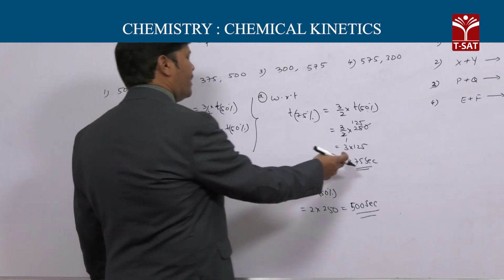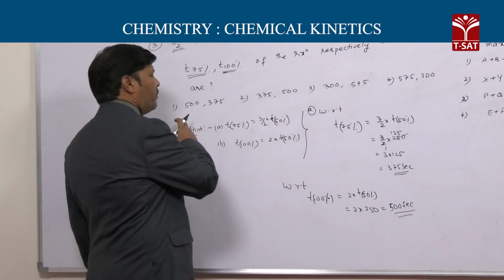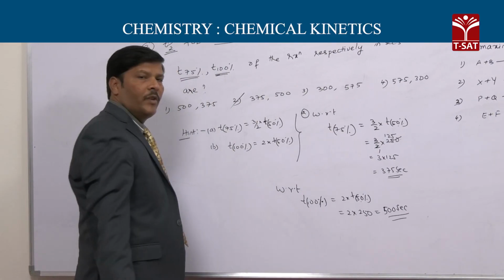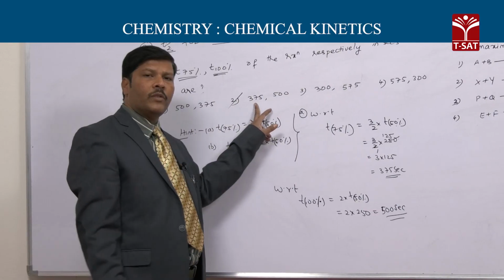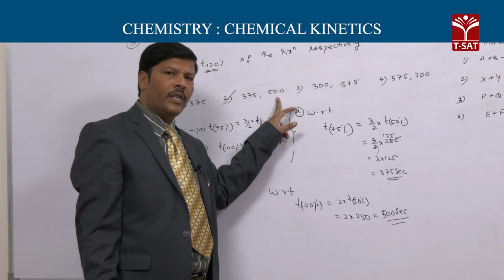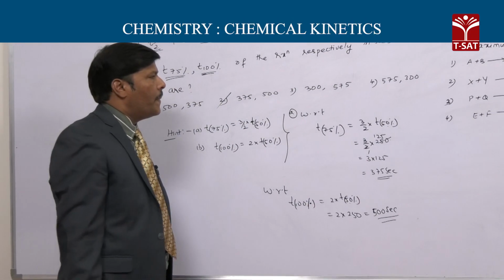Comes to 375 seconds as well as 500 seconds. Search for the correct option. The correct option would obviously be 375. So 375 means you go to the second option. In the second option, for T75% of the zero order, it is 375 seconds, and for T100% it is 500 seconds. So the second option is definitely correct.